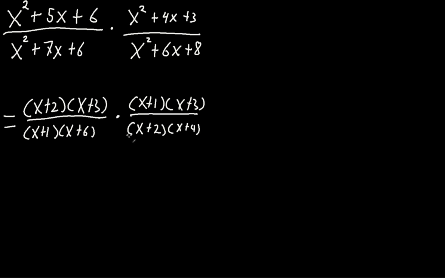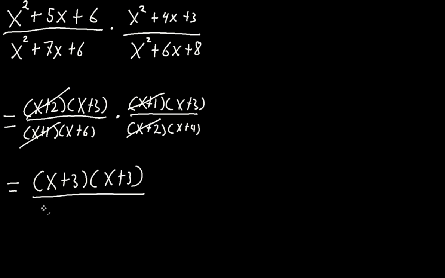Now I just need to cross off what I can. So it looks like I have an x plus 2 here and an x plus 2 here. So those can get reduced to 1. I have an x plus 3. I don't see another x plus 3, so I can't do anything with that. X plus 1, I have one here and here. And I have an x plus 6, but that's the only one, so I can't do anything with that. And the x plus 4, I can't do anything with that. So it looks like I have x plus 3, x plus 3, x plus 6, x plus 4. Doesn't really look like I can do much else.